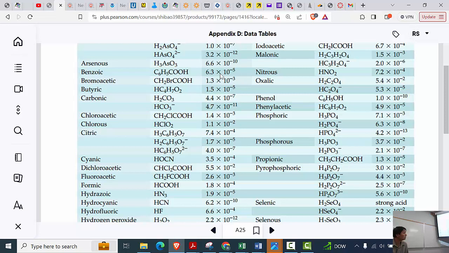Any others? This is pretty close. Dihydrogen phosphate. Dihydrogen phosphate, 6.3 times 10 to the minus 8 is very close to 10 times 10 to the minus 8. So dihydrogen phosphate looks good. Dihydrogen phosphite is good. Dihydrogen pyrophosphate is good.